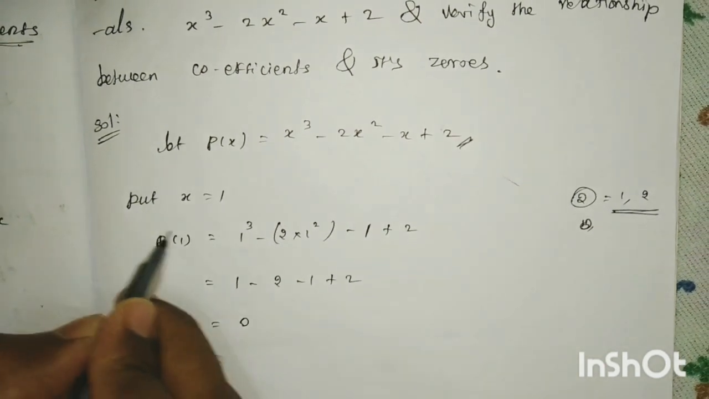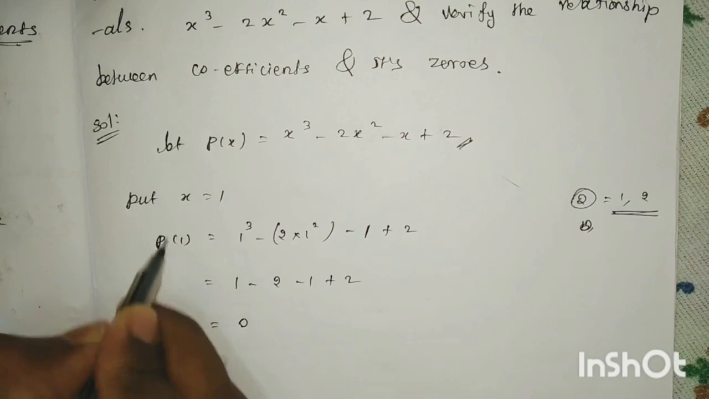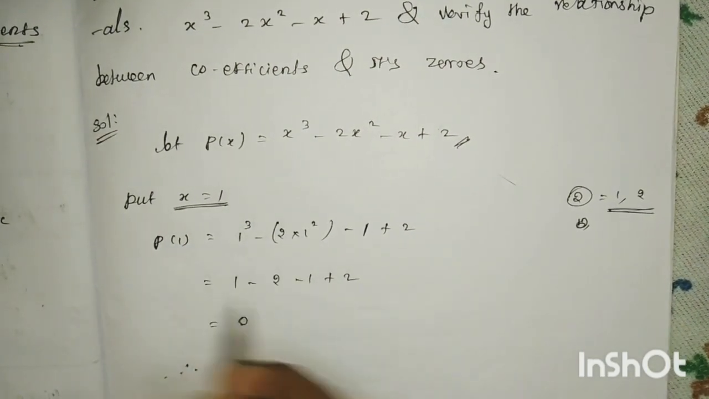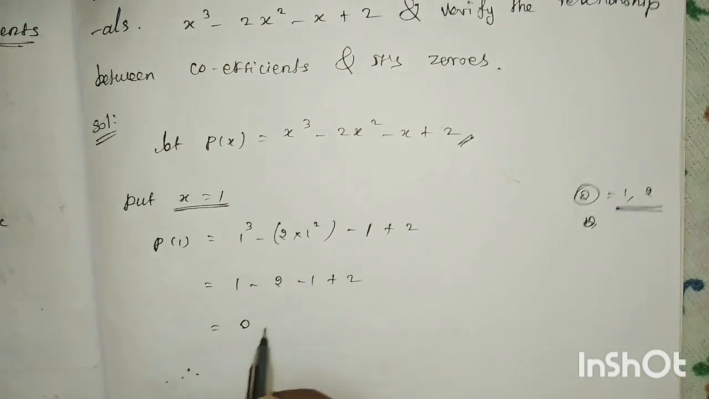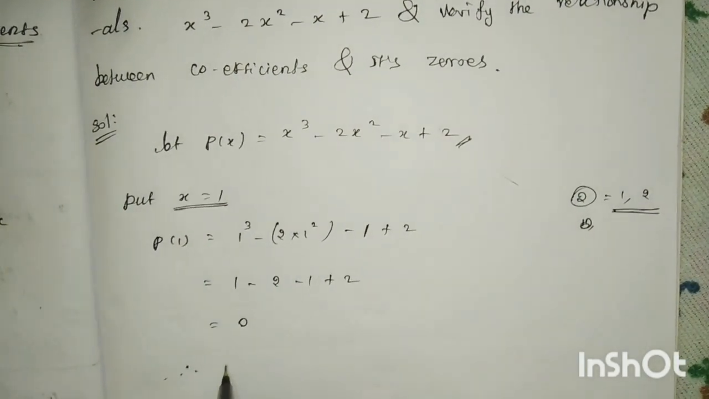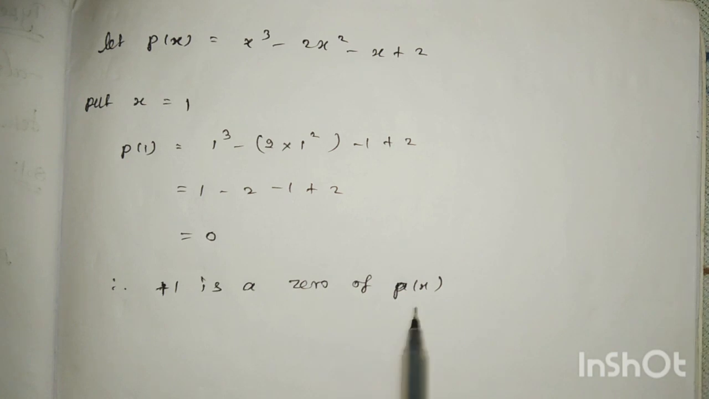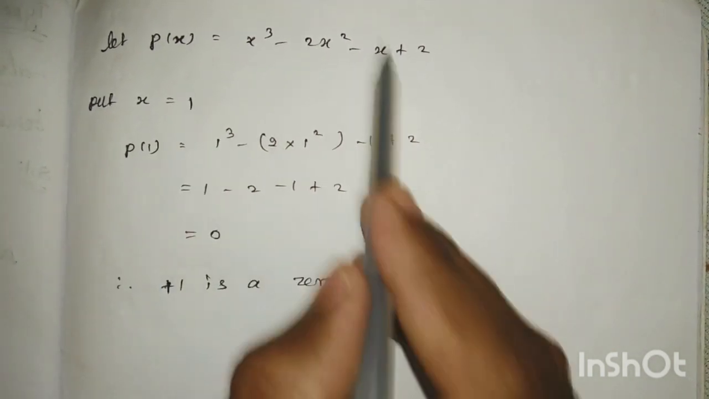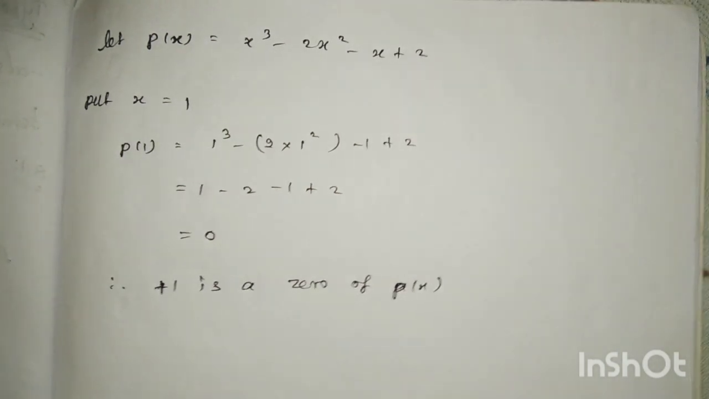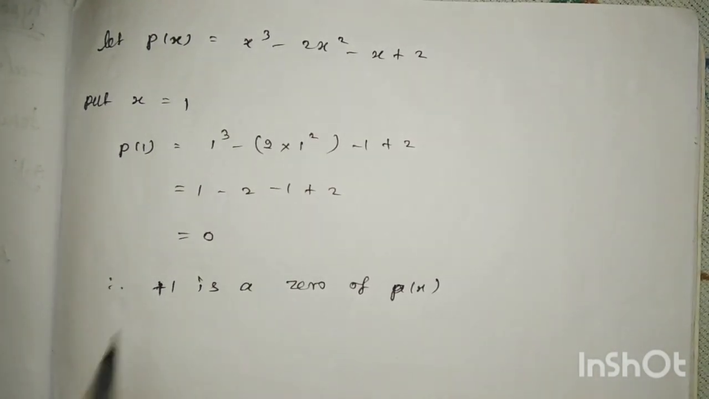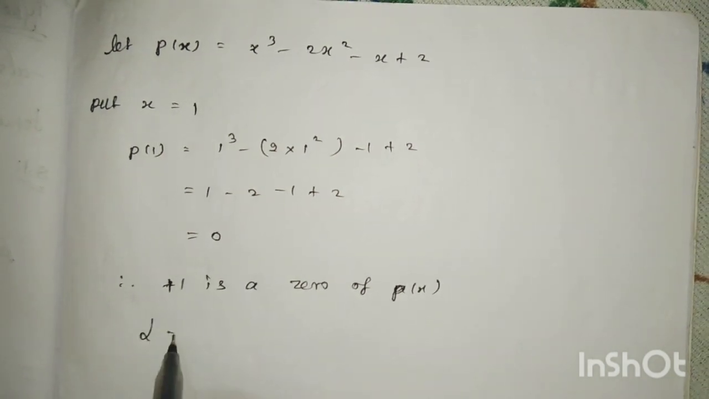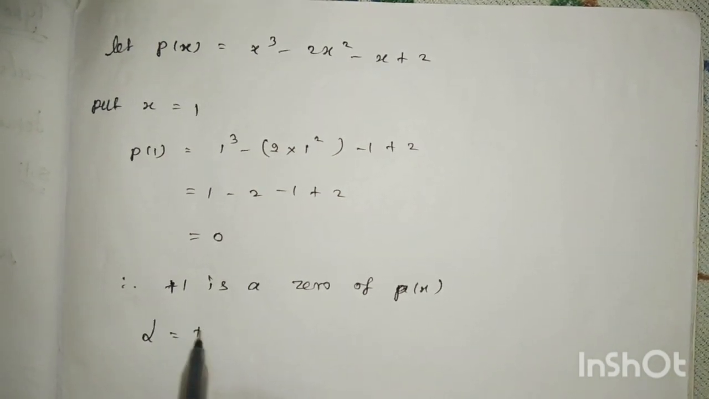Therefore, when you put x is equal to 1 in this polynomial, we get the value of the polynomial as 0. So 1 is a zero of p of x, right? So we found one of the zeros, right? Actually, the cubic polynomial has three zeros. So we found one zero from the cubic polynomial. Let me take it as alpha. So alpha is equal to plus 1, right?